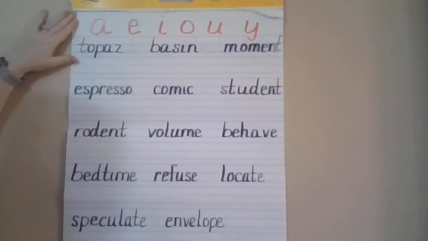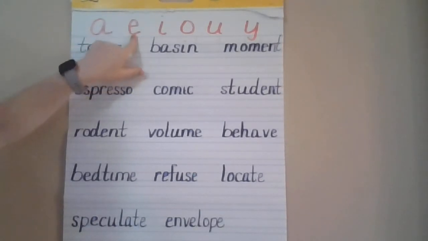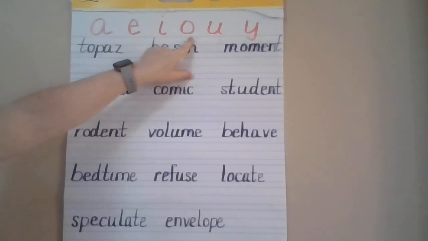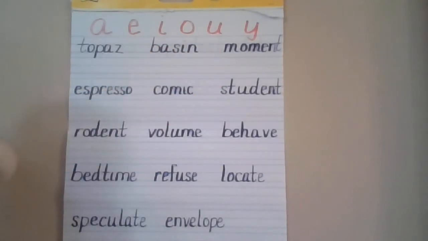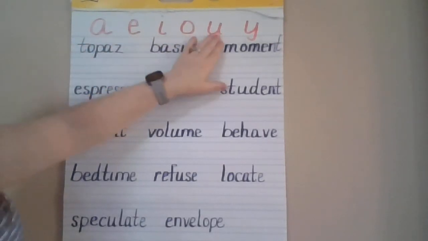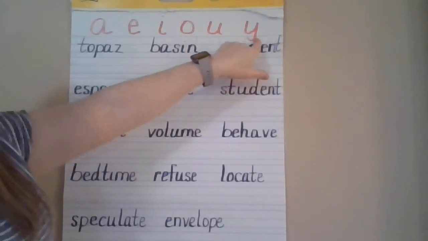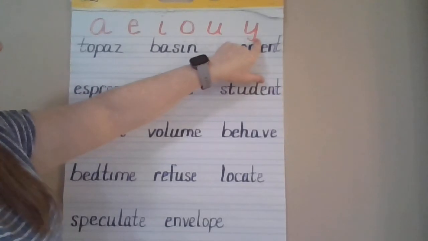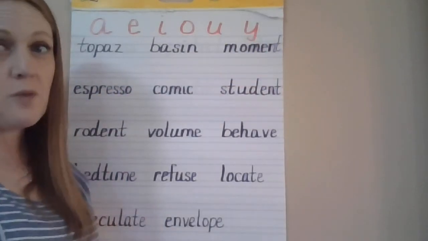So let's remember also, let's do our short vowels first. That is A, E, I, and the long vowels are A, E, I, O, U. Sometimes long U says oo, and then the Y can either say a long I sound, I, or a long E sound, E, at the end of words.